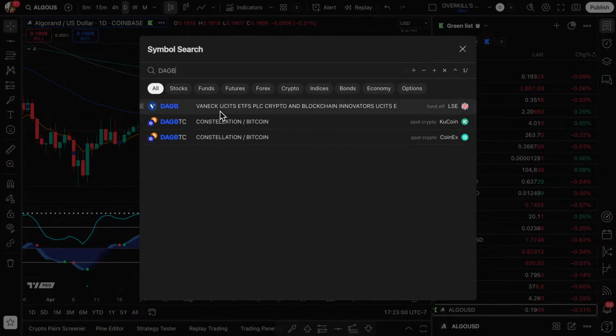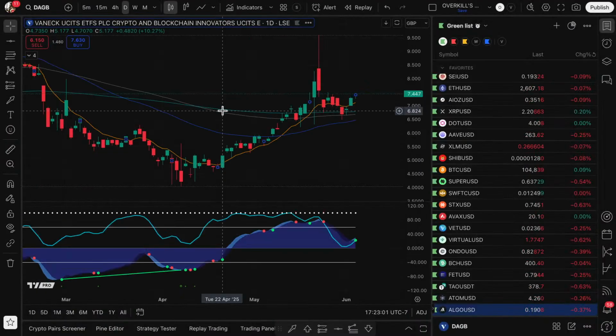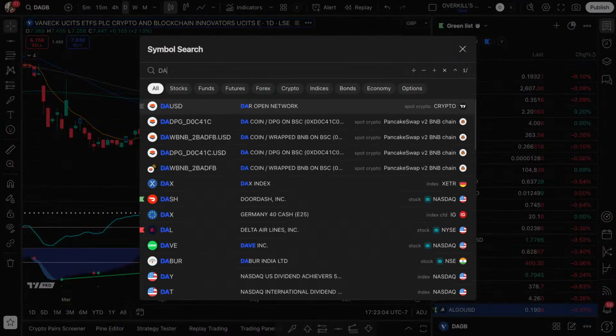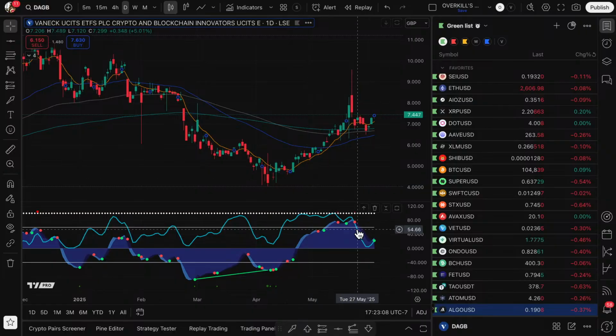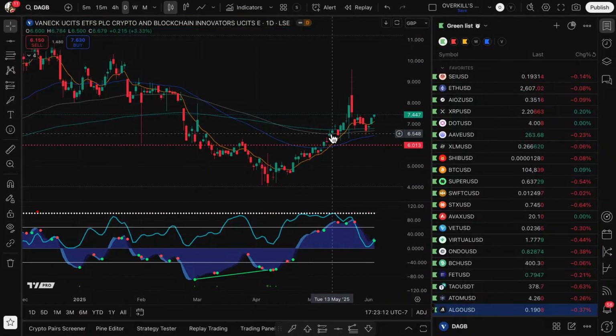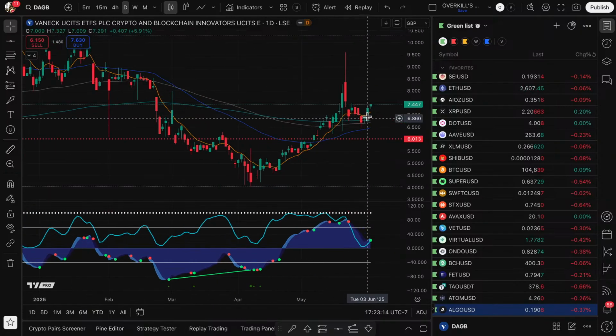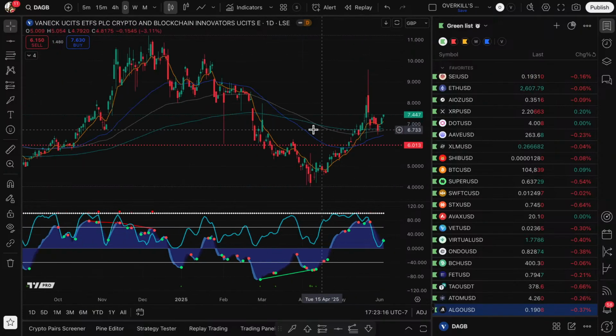DAGB. Is that a stock? Oh, crypto stock. Oh, blockchain. Looks good. Got a green dot there as well. I like this one above $6. $6, that one looks good. It looks like you're going to get a golden cross here. This is a solid buy here.